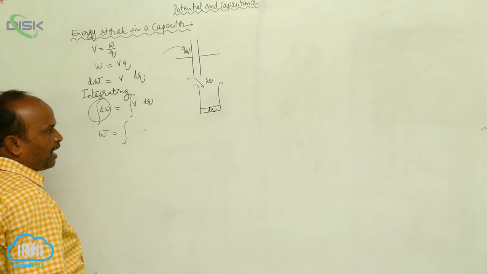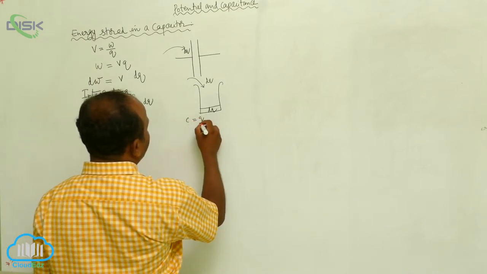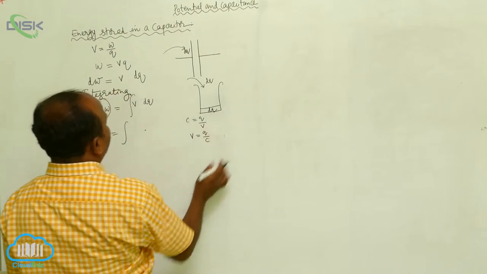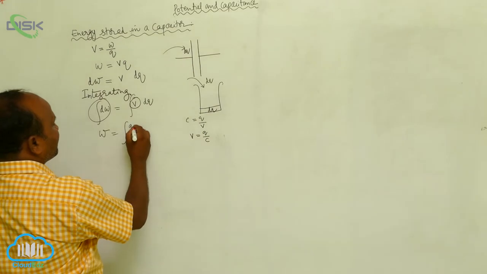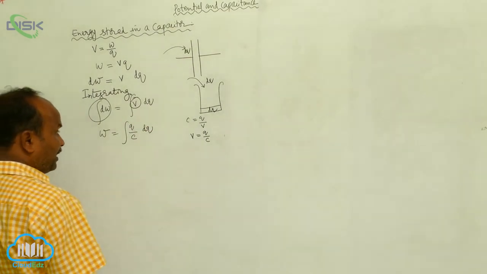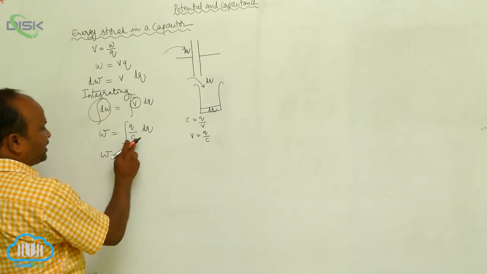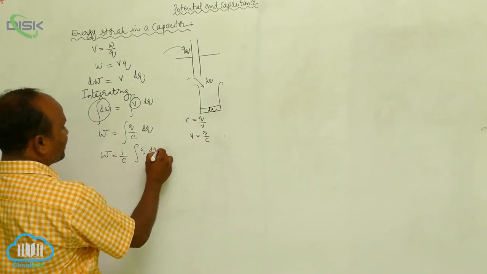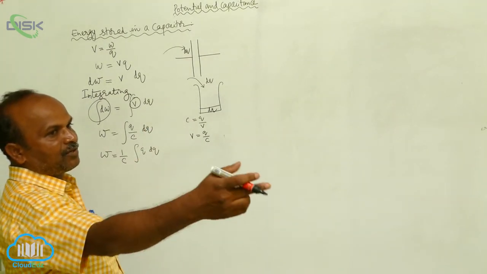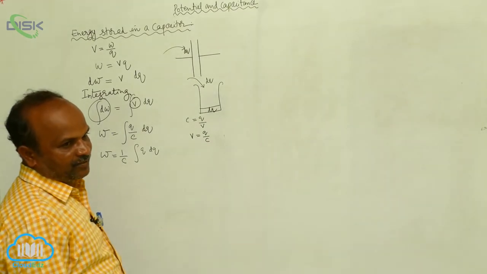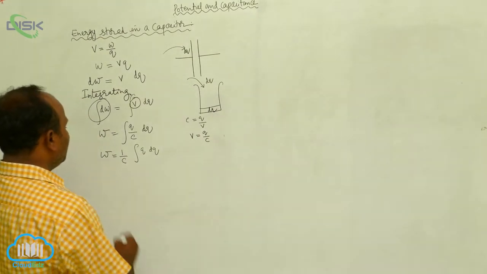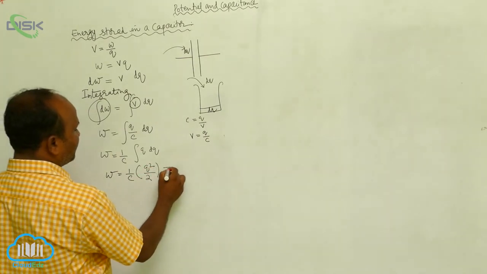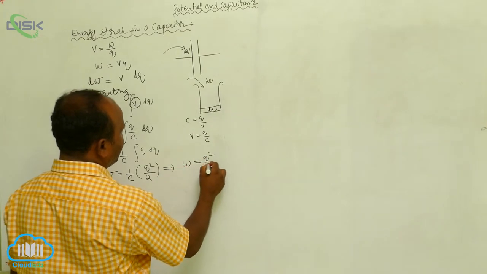W is equal to the integration of V dQ. Already we know that C is equal to Q by V, therefore V is equal to Q by C. So W is equal to the integration of Q by C into dQ. Here C is the capacity, which is constant, so 1 by C moves out, leaving the integration of Q dQ. The integration of x dx is x square by 2, so the integration of Q dQ is Q square by 2. Therefore the total work done is Q square by 2C.